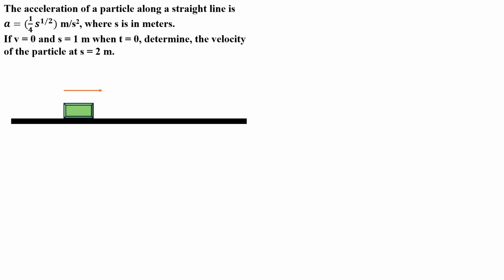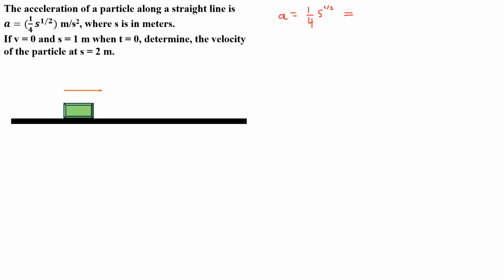Determine the velocity of the particle when the position is 2 meters. Okay, now I have been given this function, a equals 1 over 4 s to the power half, and I need to relate a with this.